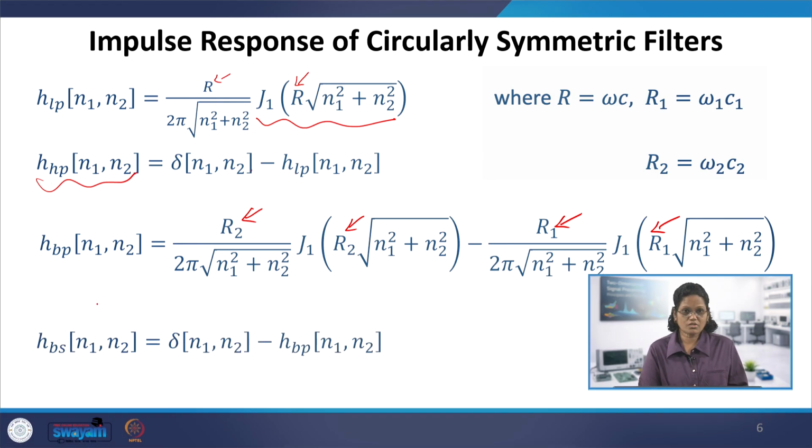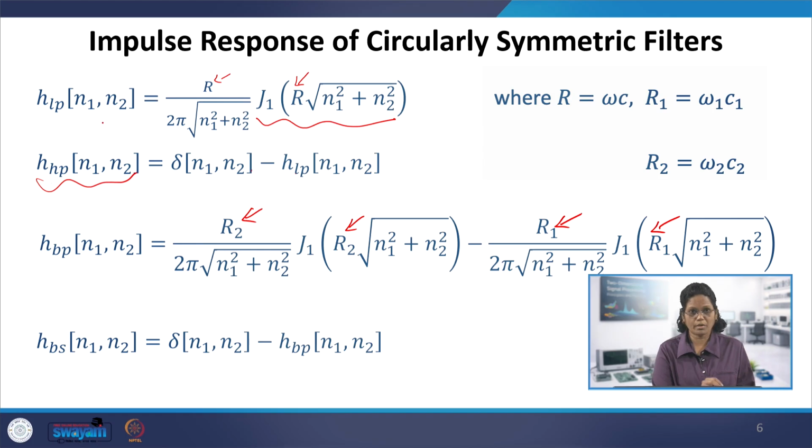The band stop can also be obtained from the band pass by subtracting it from the impulse: delta of n1 comma n2 minus h of BP of n1 comma n2. We can also take this to the frequency domain. The high pass is 1 minus h of LP of omega 1 comma omega 2, the band pass is h of omega 1 comma omega 2, and the band stop is 1 minus h of omega 1 omega 2 of the band pass. These are the relations between the impulse responses of the different filters: low pass, high pass, band pass and band stop.